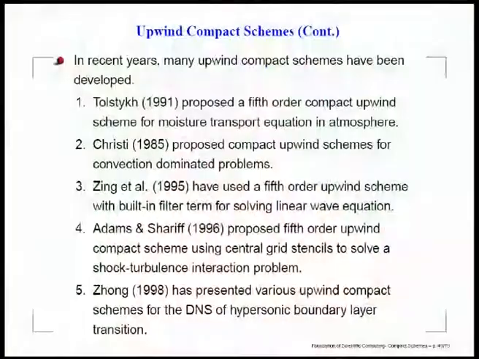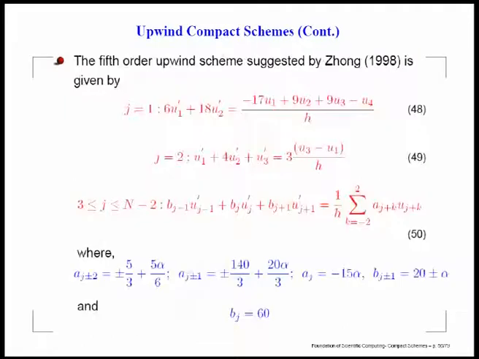Now, very many people have done this work. Tolstoy in Russia has used some fifth order compact schemes for atmospheric science. Then all these other people have done it, starting from the simple linear wave equation all the way to Zhong at UCLA, who claimed to do direct numerical simulation of re-entry vehicle flow transition. Now, they are there. Let us look at one such scheme.